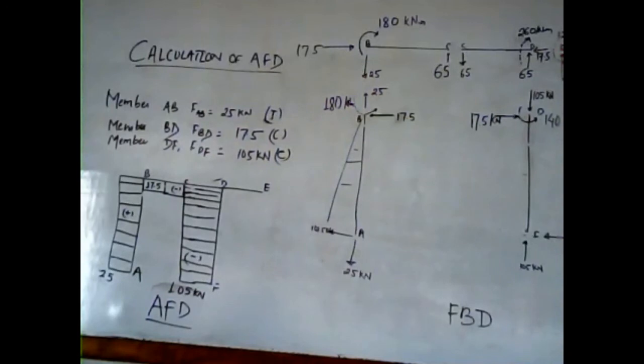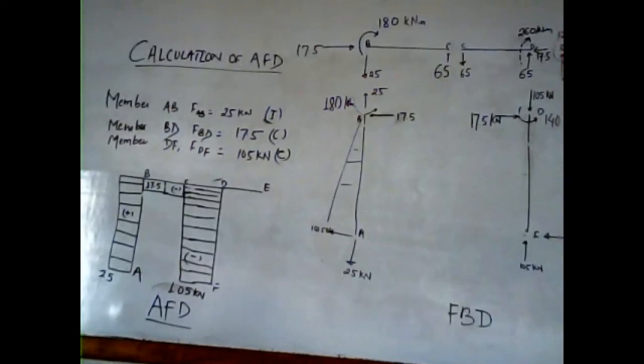Here in member AB, a force is along the member AB whose magnitude is 25 kilonewton, and it is stretching or elongating the member. So it is a tensile force and it is treated as positive here. Likewise in member BD, we have a compressive force of 17.5 kilonewton, and it is making the member shorten. Likewise in member DF, we have a compressive force of 105 kilonewton.